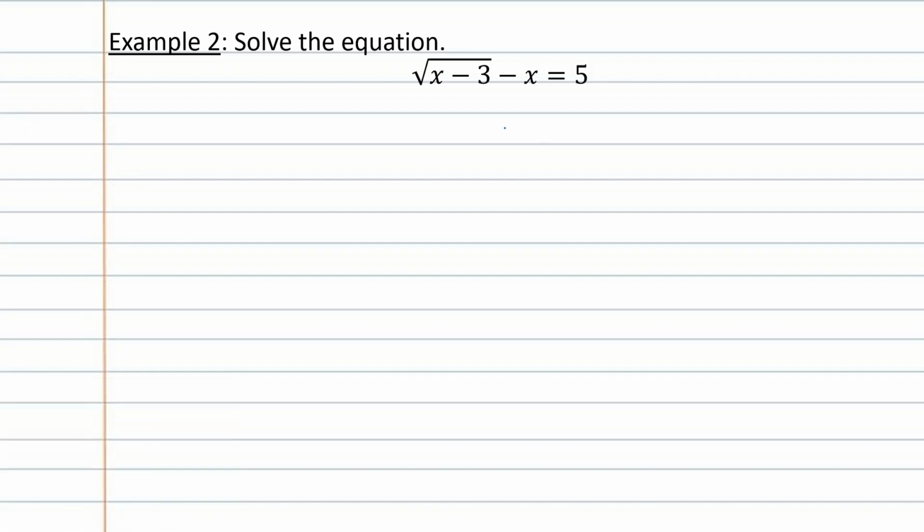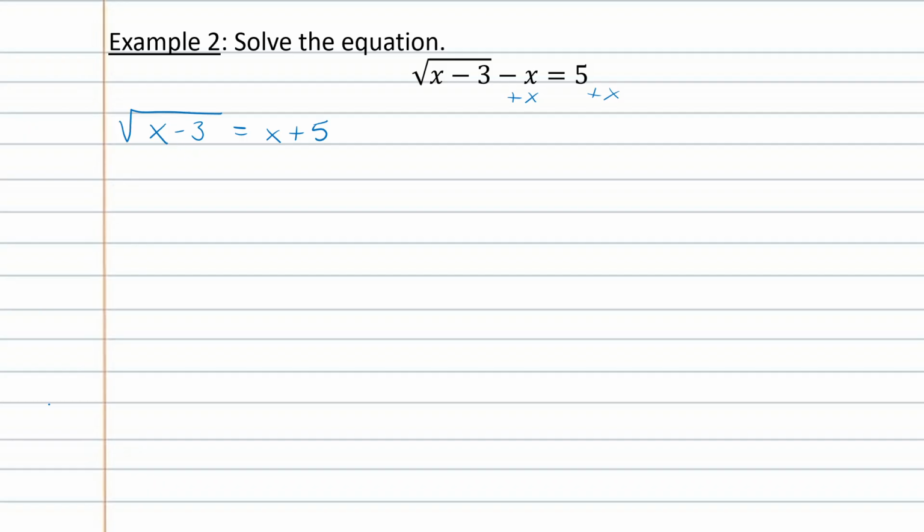All right, example 2. Here we have the square root of x minus 3 minus x equals 5. We want to get the square root by itself on the left-hand side. So what I'm going to do here is add the x over to the right-hand side, and I'm going to rewrite it as the square root of x minus 3 equals x plus 5. I like to put the x before the 5 personally.